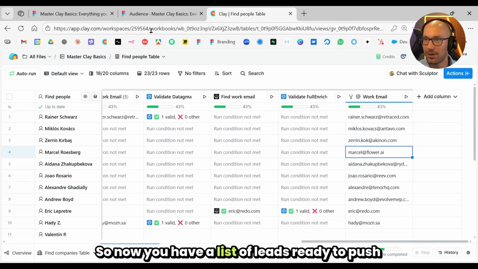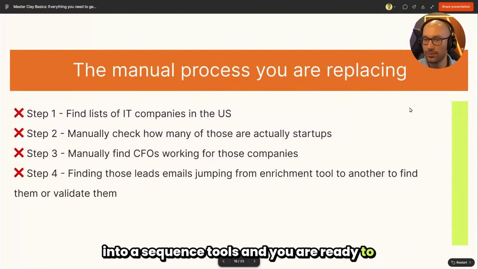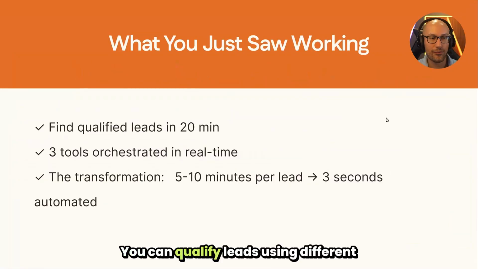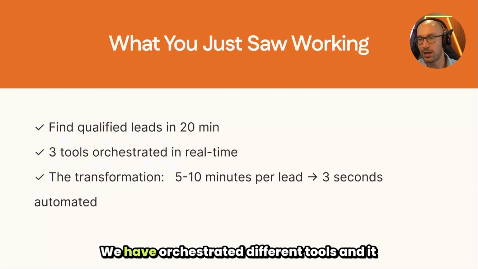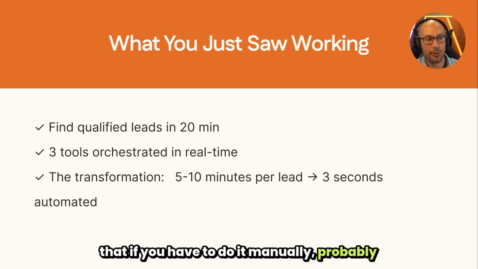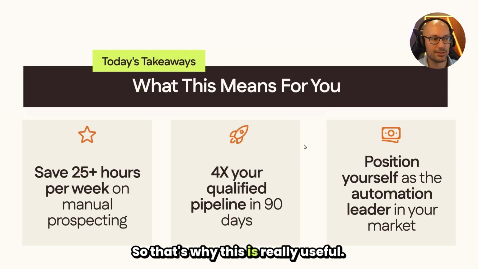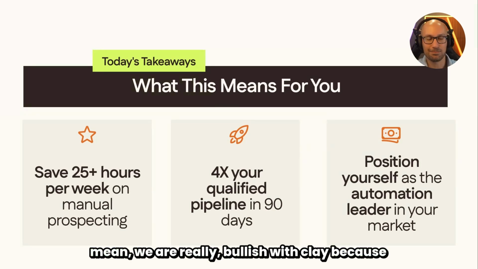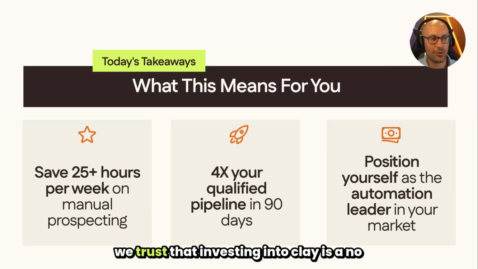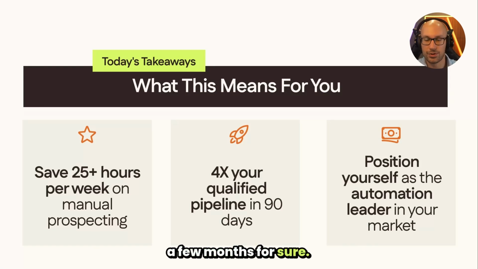So now you have a list of leads ready to push into a sequence tool, and you are ready to engage with those leads. You can qualify leads using different processes. We have orchestrated different tools, and it took us 20 minutes to find those leads. If you had to do it manually, it would probably have taken you more than 2 hours. So that's why this is really useful. I mean, we are really bullish on Clay because we trust that investing in Clay is a no-brainer. I mean, you will recover your investment in a few months for sure.